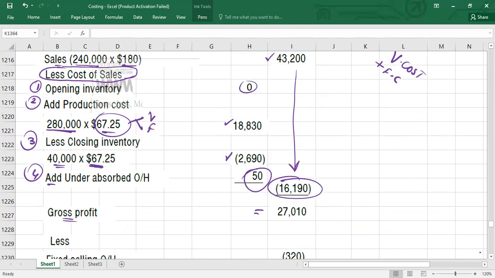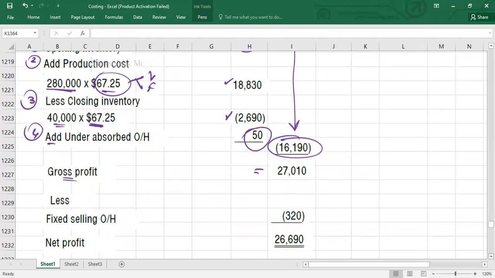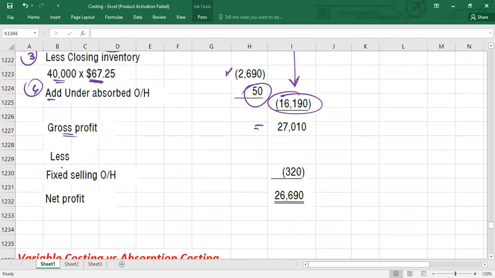From the gross profit, you have to subtract all non-production cost. And by the way, we have only fixed selling cost as a non-production cost in the question, which is $320. So this is how you will get net income or operating income, because we don't have any interest and so on. So guys, this is how you will prepare the income statement by using absorption costing.